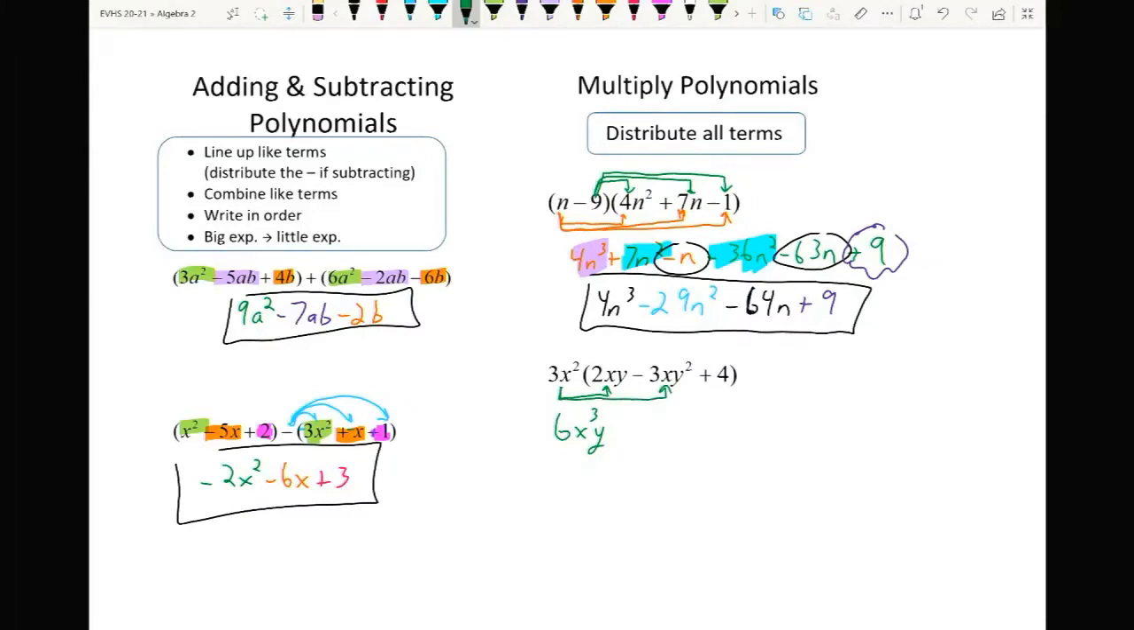Now we've got 3 times -3 is -9. X squared times x is x cubed. And then the y squared comes along for the ride. And now we're going to multiply it by the 4. 3 times 4 is positive 12. And then we've got the x squared there.